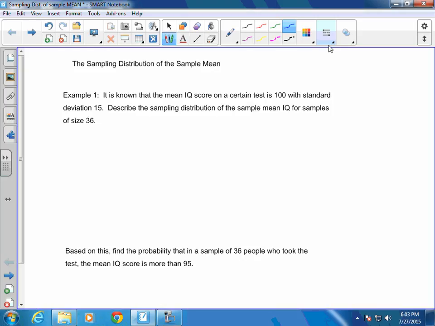So example 1 says it's known that the mean IQ score on a certain test is 100 with standard deviation 15. Describe the sampling distribution of the sample mean IQ for samples of size 36. You got to keep this in mind when you're asked a sampling distribution problem. You really want to focus on three things. First, can you say the distribution is normal? Then, you can always apply the formulas to find the mean and the standard deviation. So is it normal? Then what's its mean? Then what's its standard deviation?